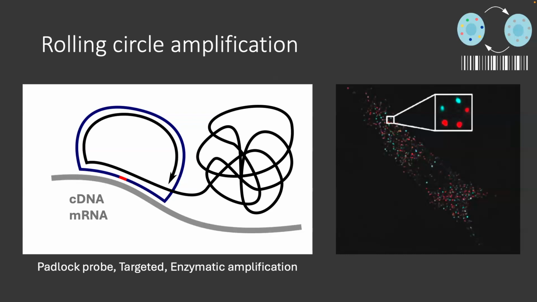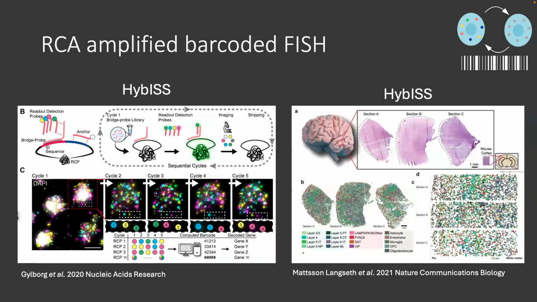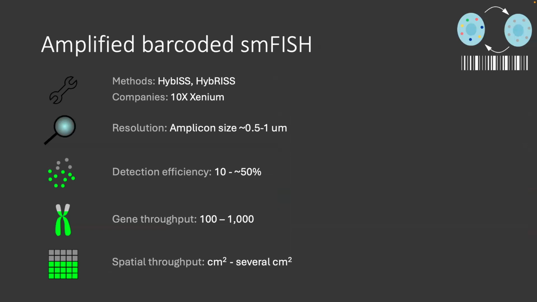Just to give you an example of these methods, this is HybISS from the Mats Nilsson lab, where they use this to do barcoded detection. Maybe good to point out here is that they have a dense barcode, so there are no zeros in here, but I guess that Xenium is using a sparse barcode. So that's maybe good to know.